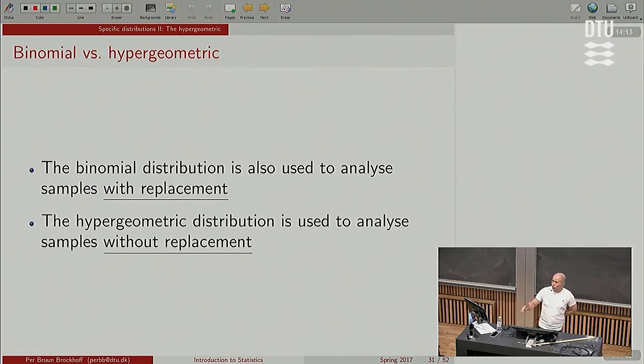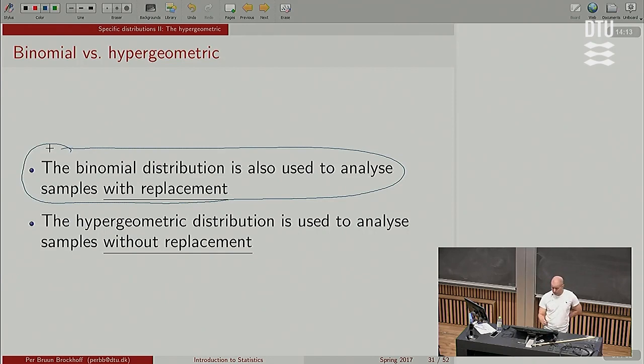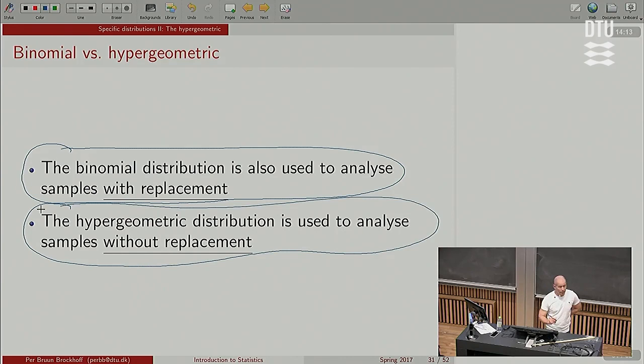If we talk about those small sampling quality control situations, at least for now, it could have more consequences for things we're going to learn later in the course, but still. The binomial distribution is used to analyze samples with replacement. The hypergeometric is used to analyze samples without replacement. Actually, there is a gray zone area here.